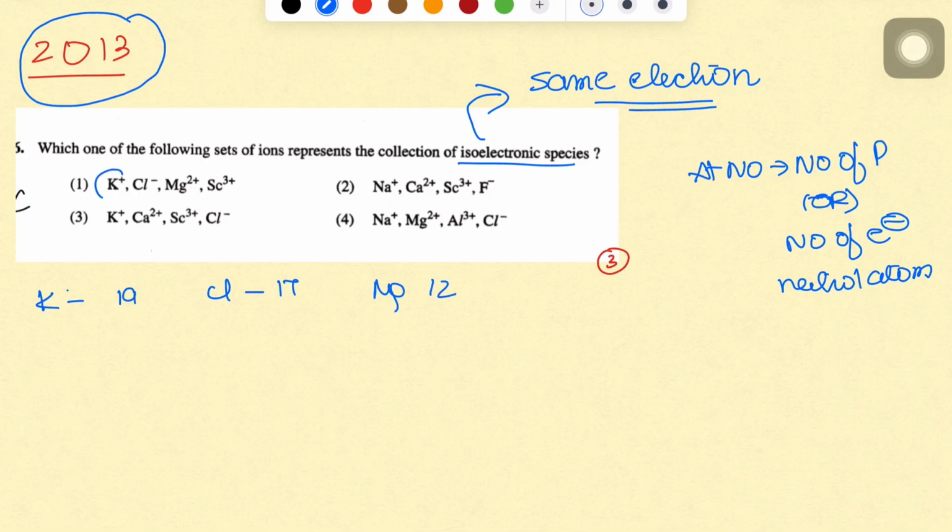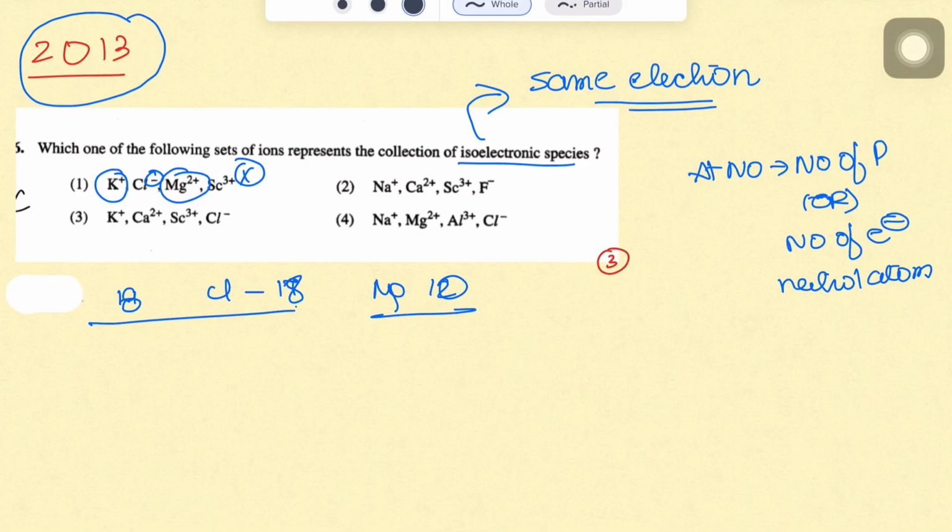They have given potassium plus, so remove one electron, it will be 18. Here chlorine minus, we will add one electron, it will be 18. Okay, these are the same electronic species. Mg2 plus, remove 2, it will be 10. So the electrons are different. This option is eliminated.